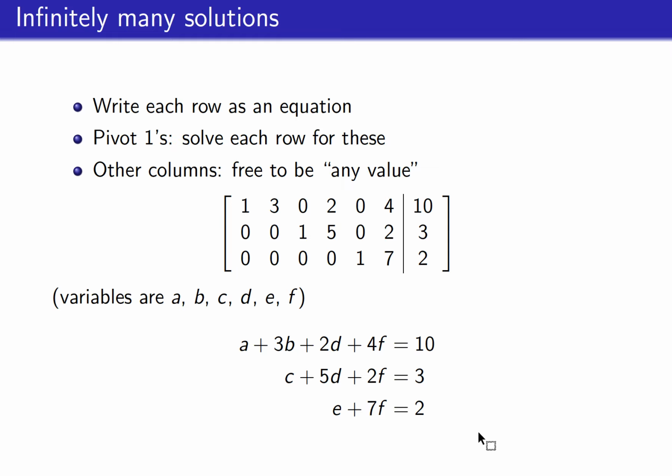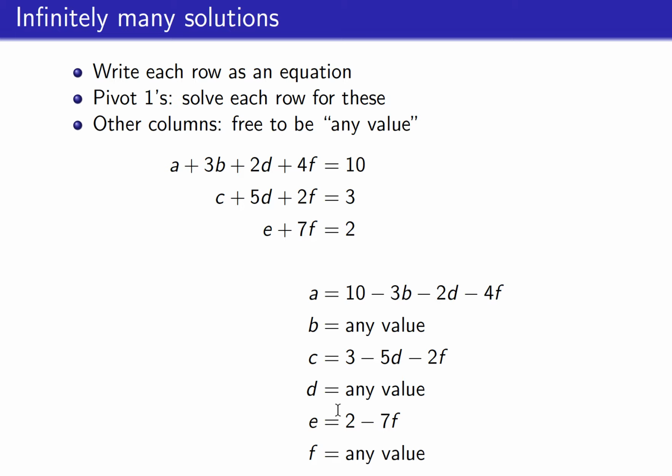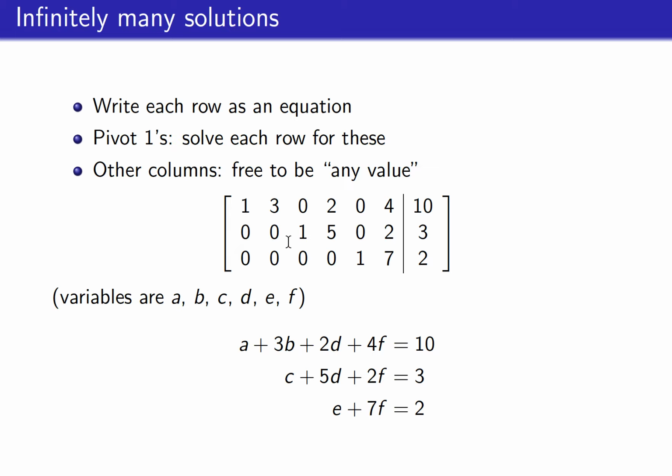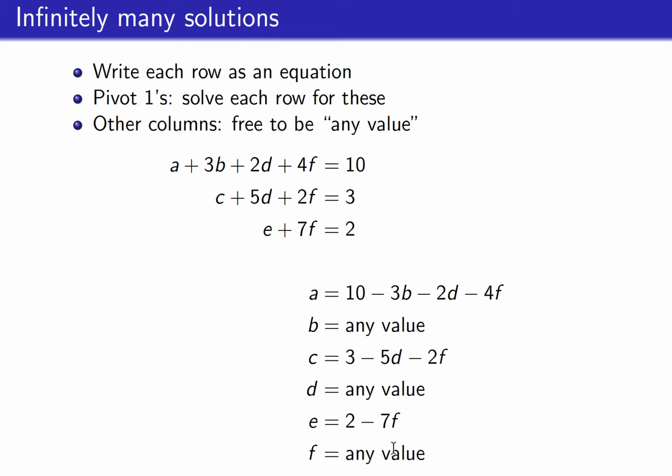So in this case, because A, C, and E have the pivots, those are the ones that are going to have these equations, A, C, and E. And because B, D, and F were the ones without the pivots, those are the ones I'm just going to say any value. And so B can be anything, D can be anything, F can be anything.